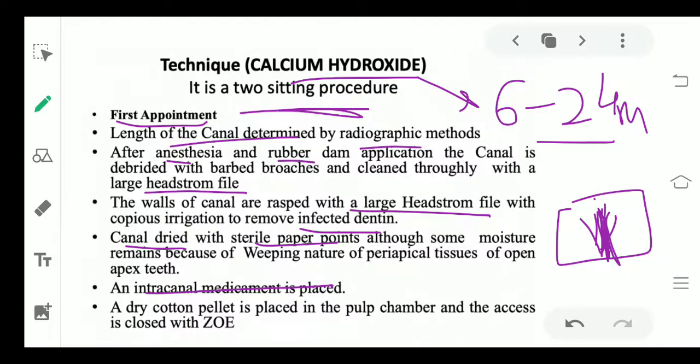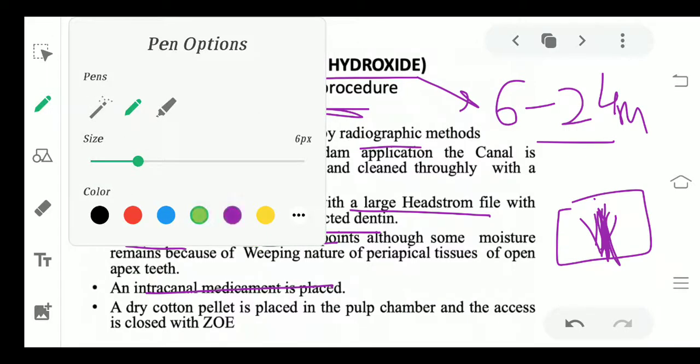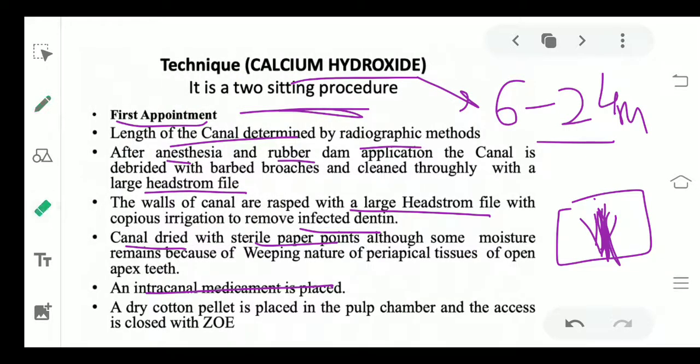and place a cotton here. So we, for example, have cleaned the canal, and this is the canal which has been cleaned, and now we have to place a cotton here on this cleaned canal. So for the next appointment, this is sealed by a cotton. This is what we have to do in the first sitting.